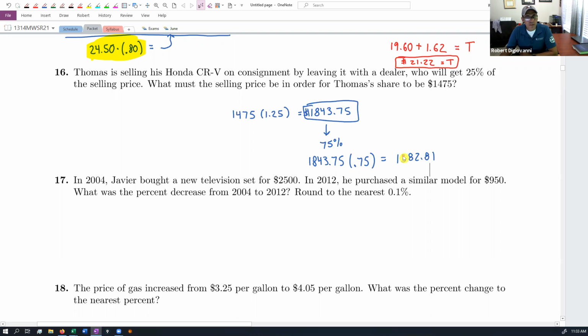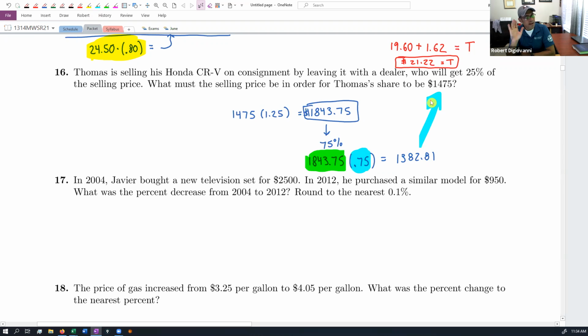So something seems off. Cheyenne, do you see what I'm saying? This is what is being suggested it sells for. But the dealer keeps 25%, so Thomas only gets 75%. So 75% of that selling price is 1,382.81, but that is not that. Do you see what I'm saying? So something's off. That's good thinking, but something is off there.